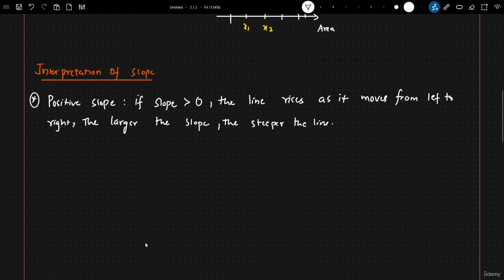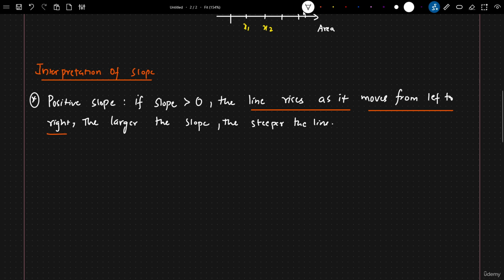Don't worry if you get some idea. Whenever we calculate slope, if the value is greater than 0, we say it is a positive slope. And to determine a positive slope, there will be a feature wherein the line rises as it moves from left to right. So remember this particular point.